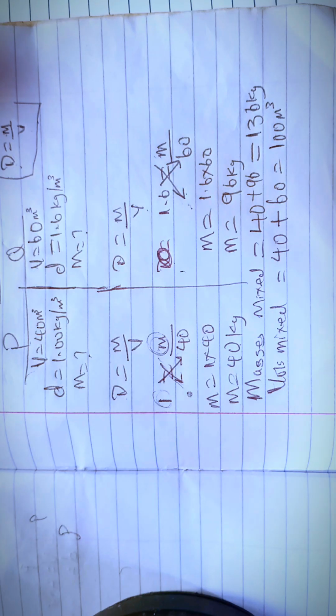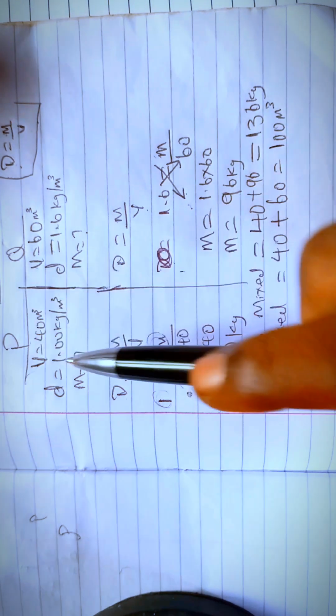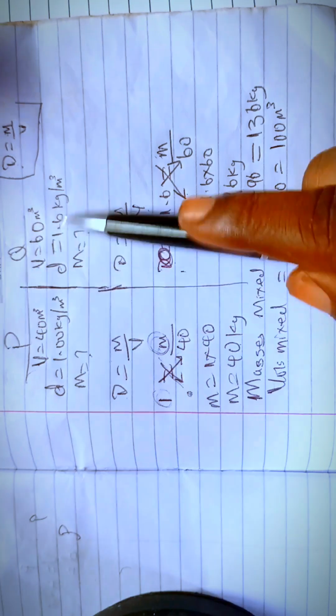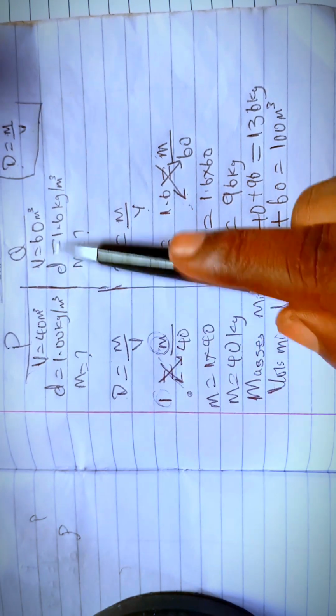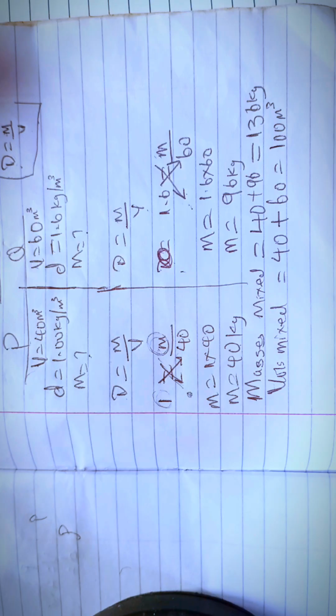Now, what are we being asked to find? Density of the mixture. Now, please, you are not mixing density. You are only mixing the masses and you're only mixing the volumes. You are not mixing density. All right? Now, we are looking for the density of the mixture.